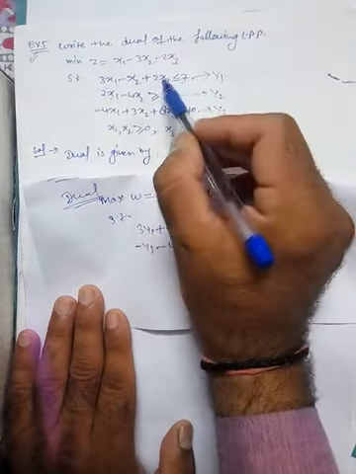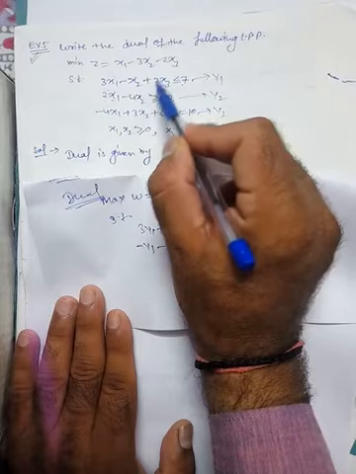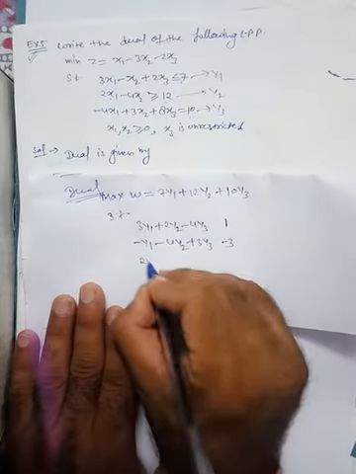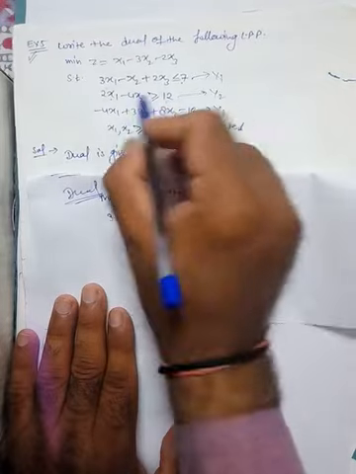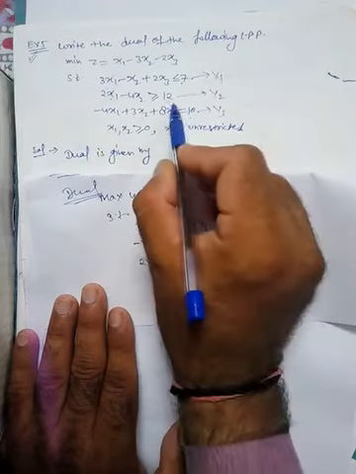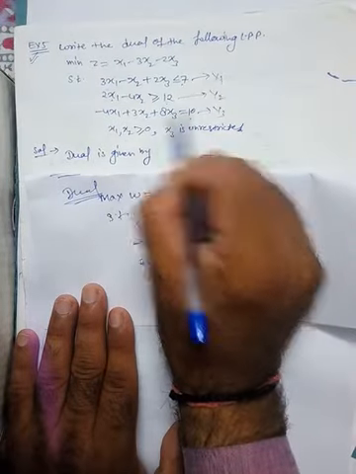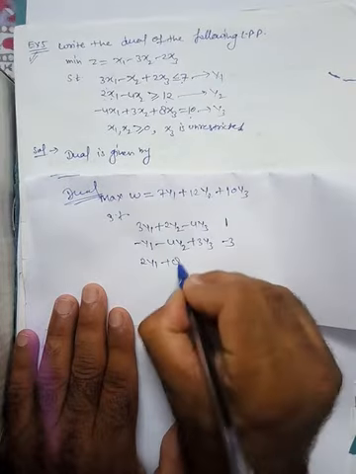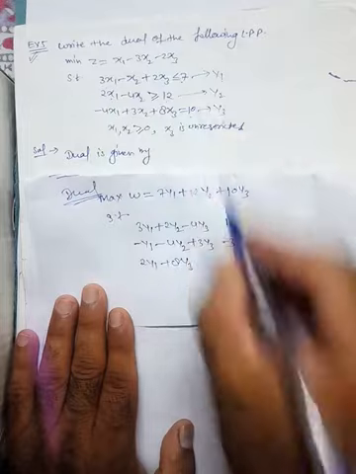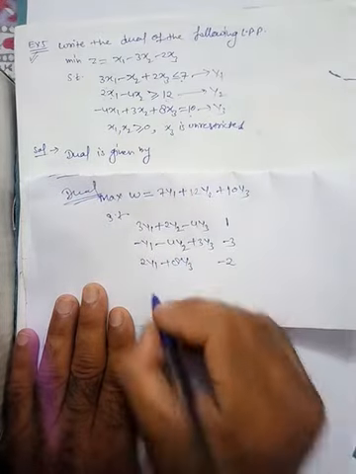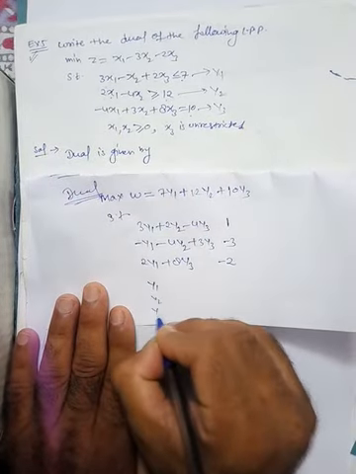Now the coefficient of x3 in the first constraint is 2, so 2y1. The coefficient of x3 in the second constraint is 0, so there is no need to write it down. The coefficient of x3 in the third is 8, so plus 8y3, and the right hand side is minus 2. And then write down y1, y2 and y3.